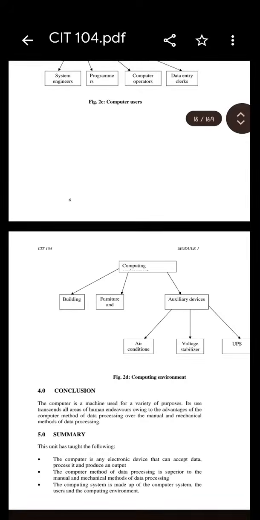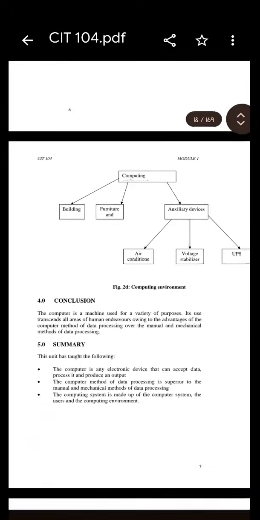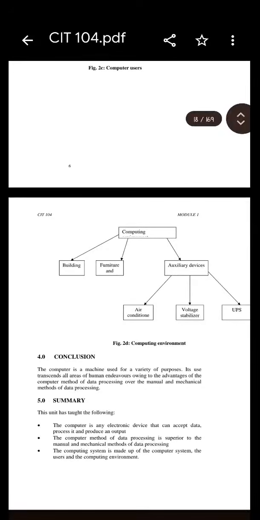Example of hard copy, you can print your document, your soft copy, on the printer. That's your hard copy. So the output device brings out either soft copy or hard copy of the data that has been processed in the computer system. I hope you understand. So in summary, the computer system is any electronic device that can access data, process it, and produce an output. I've said that the computer method of data processing is superior to the manual and the mechanical ones.